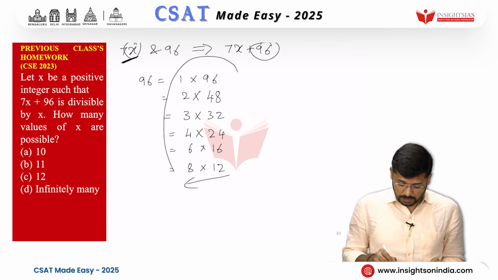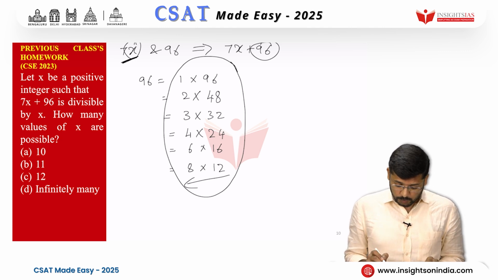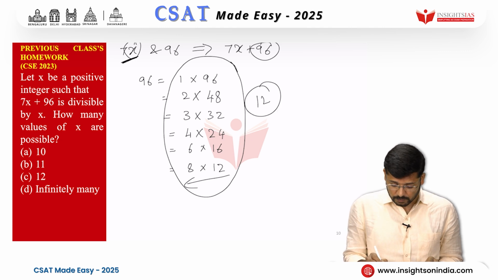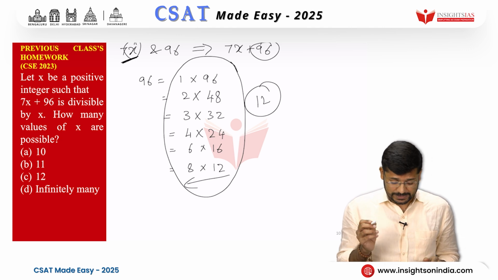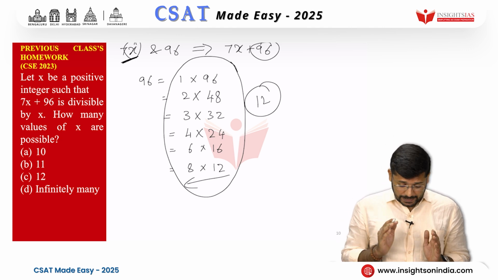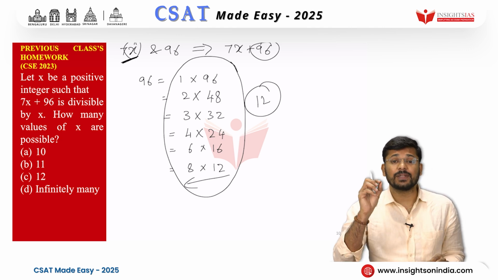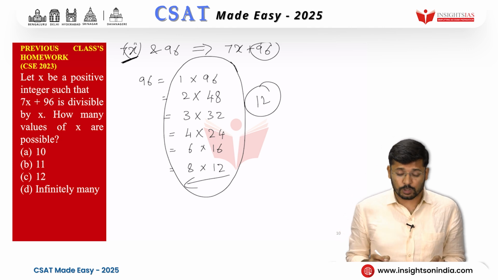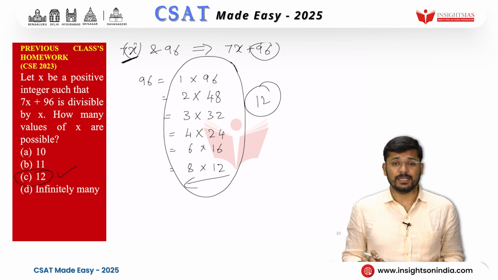So how many factors does 96 have? That would be 6 pairs, 6 into 2, that is 12. So there are 12 factors of 96. So x can take any of these values. x can be 1, x can be 96, x can be 2, x can be 48. x can take any of these 12 values, and then we will satisfy the condition that 7x plus 96 is a multiple of x. So how many possible values can x have? The answer is 12, option C.